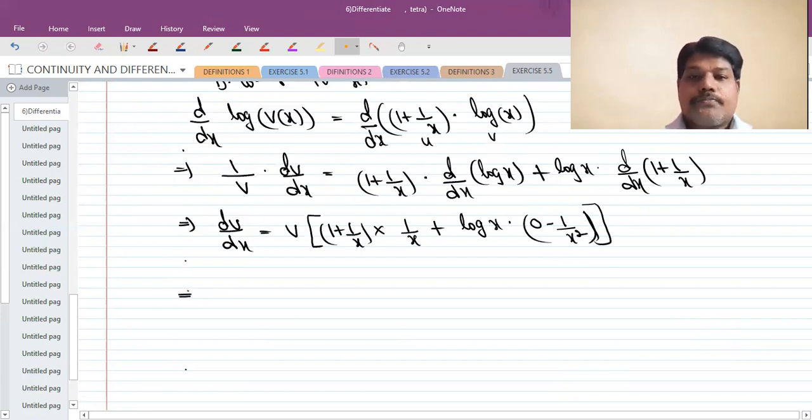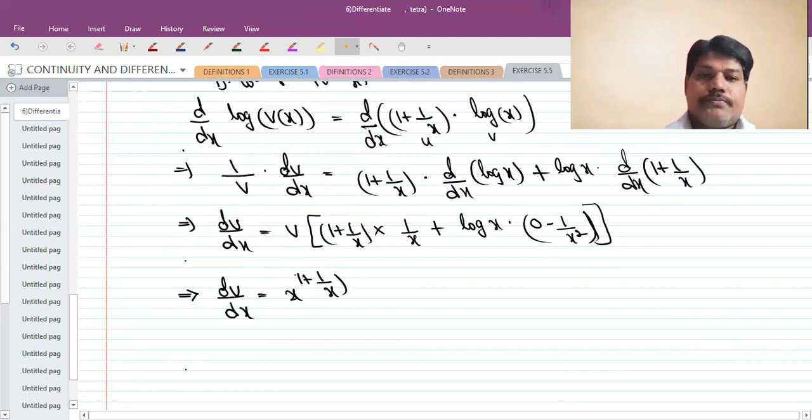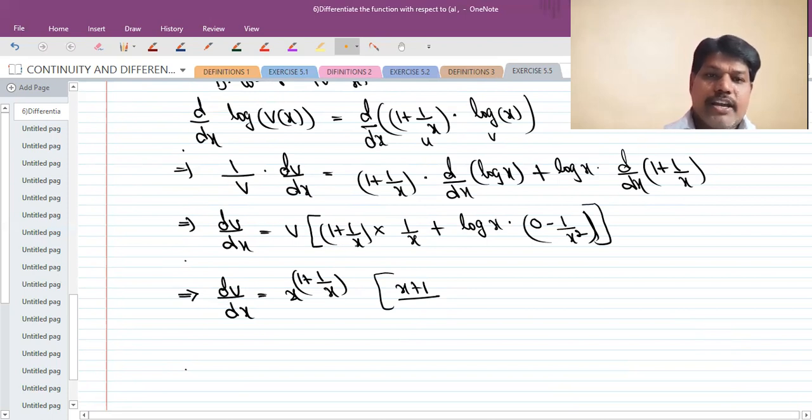So that implies dv by dx is equal to, what is the v value, students? V is nothing but x power 1 plus 1 by x into, here take the LCM, x plus 1 by x, and already into 1 by x is there, so it will become that by x square minus log x by x square, log x into minus 1 by x square, that is nothing but the minus log x by x square.